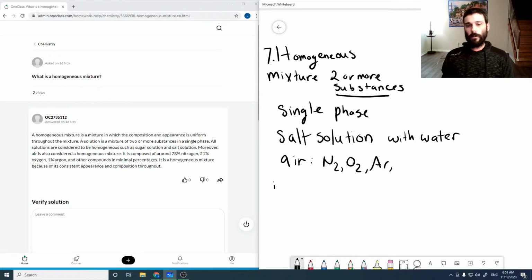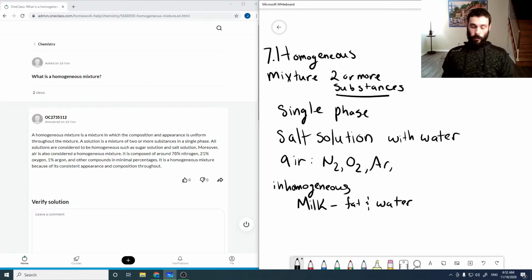In homogeneous mixtures would include things like milk, which is a mixture of fat and water, which is why when you buy milk, you buy it homogenized, meaning it's been slurified until it's homogeneous.